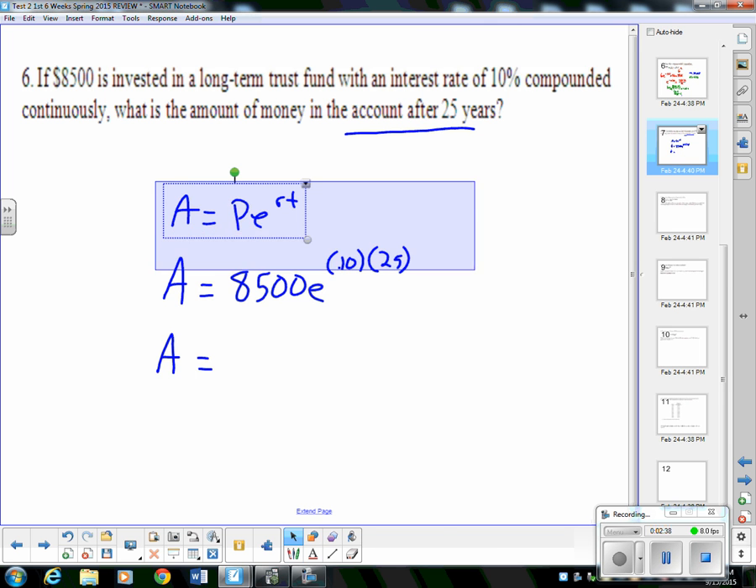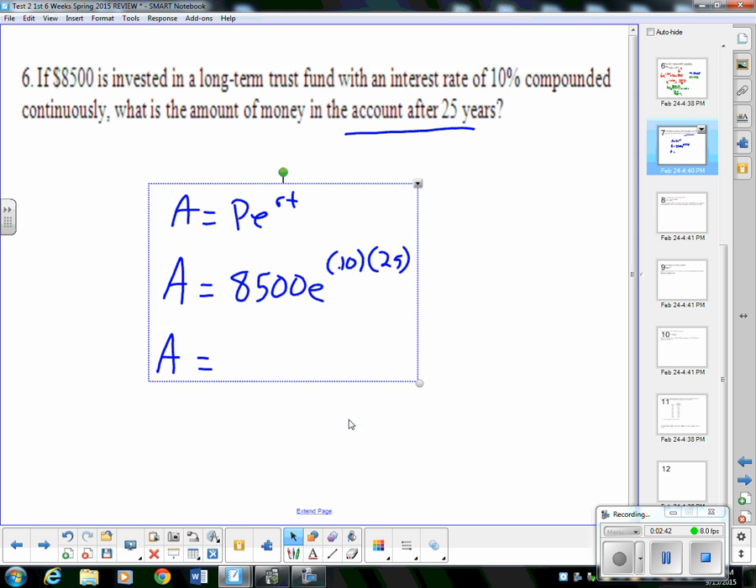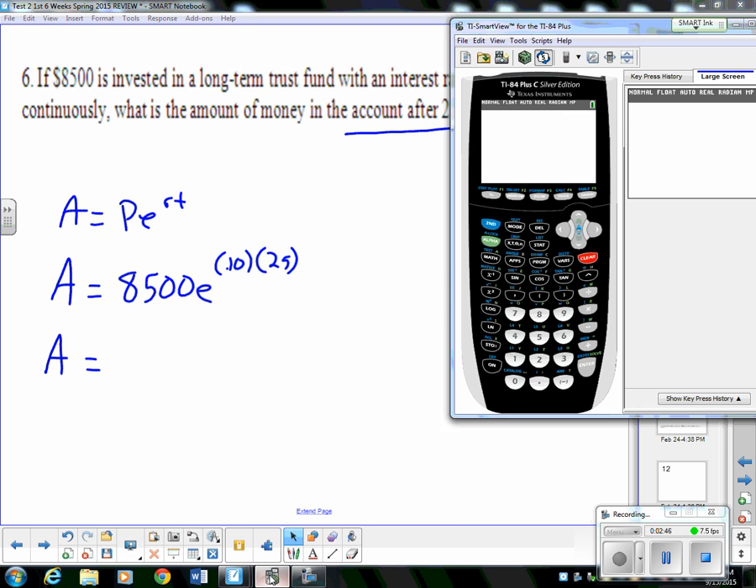Now, having done that, bear with me for a second while I group these and slide it over because my calculator is going to cover it. All right, so we got the calculator here. So now all we got to do is just figure out our stuff. So remember your order of operations. Take care of your exponents first. That's 0.10 times 25. And then you're going to multiply that times 8,500.